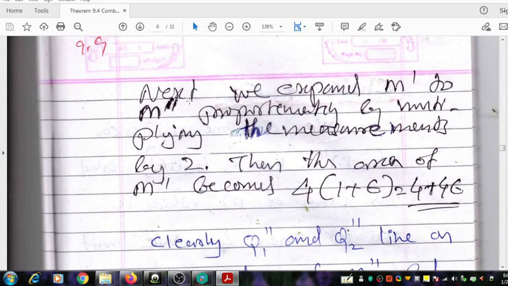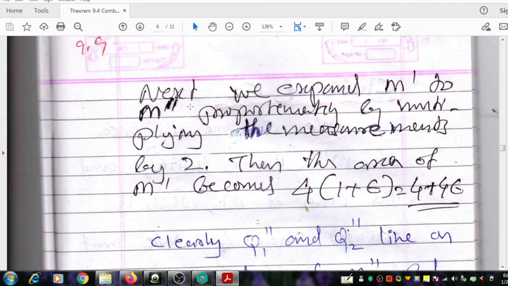So after knowing this, we proceed to expand. In the next step, what shall we do? We now expand M prime to a new set M double prime. But this expansion keeps its symmetry without affecting it. Proportionately, we expand.